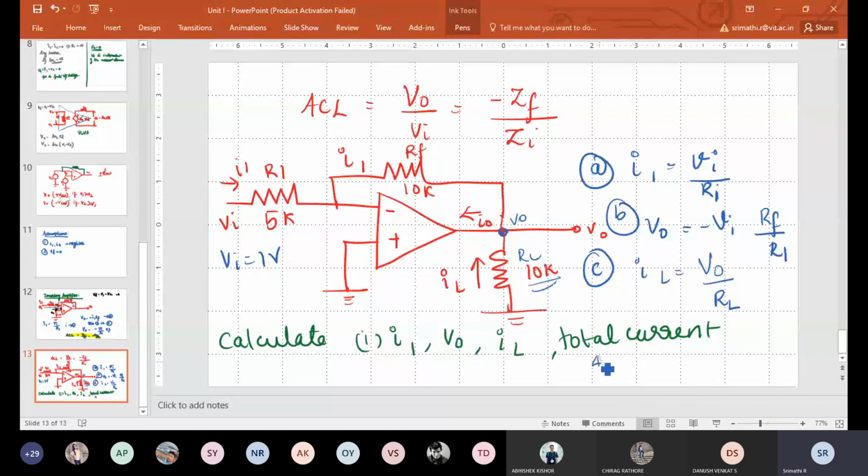Finally, you need to find the total current, subdivision D. Total current is nothing but I0. What is I0? It is I1 plus IL. I1 plus IL is the total current.